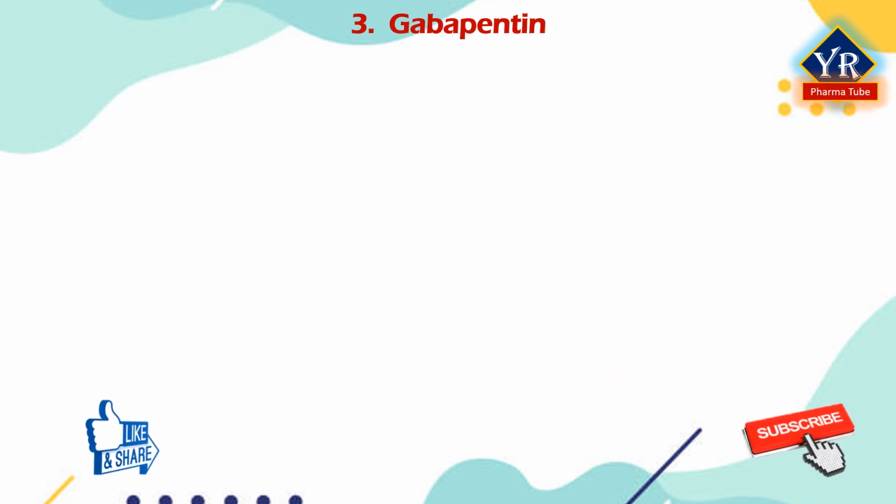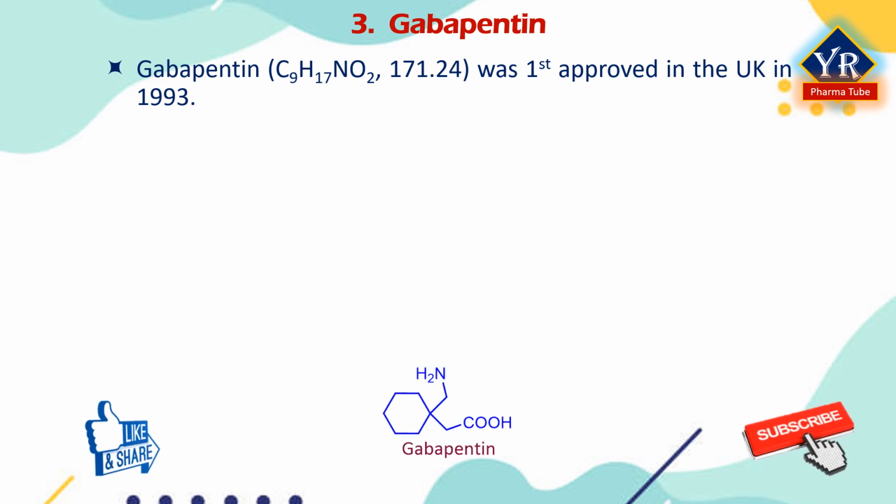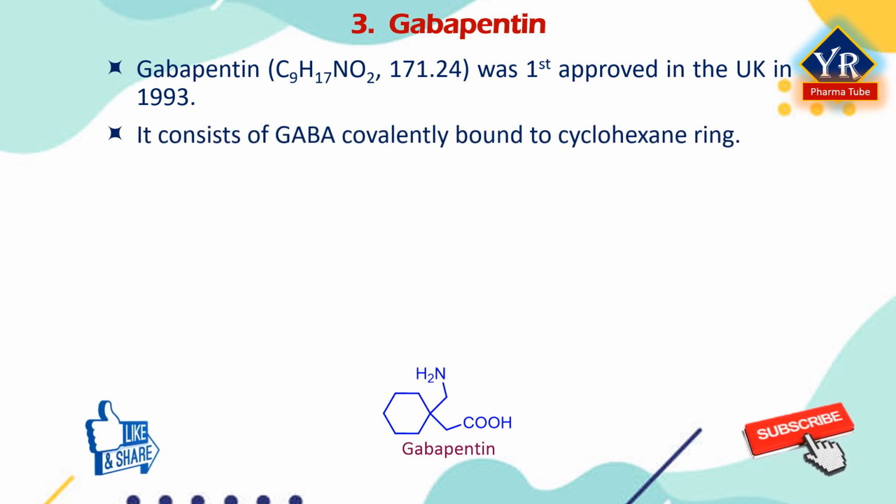The next drug is gabapentin. Gabapentin was first approved for use in the United Kingdom in 1993. It is an anti-seizure drug, consisting of a GABA molecule covalently bound to a lipophilic cyclohexane ring. After the formation of the ring, the amine and carboxylic acid groups are not in the same relative positions as they are in the GABA, more conformationally constrained.